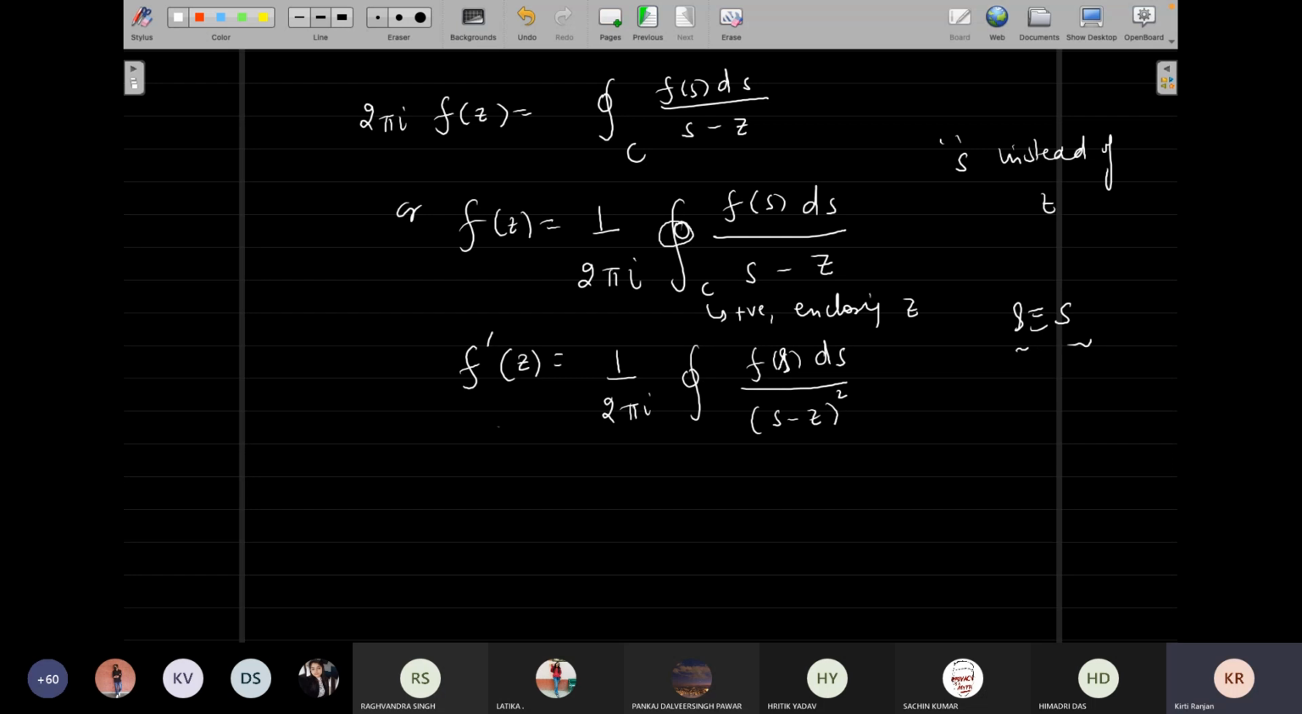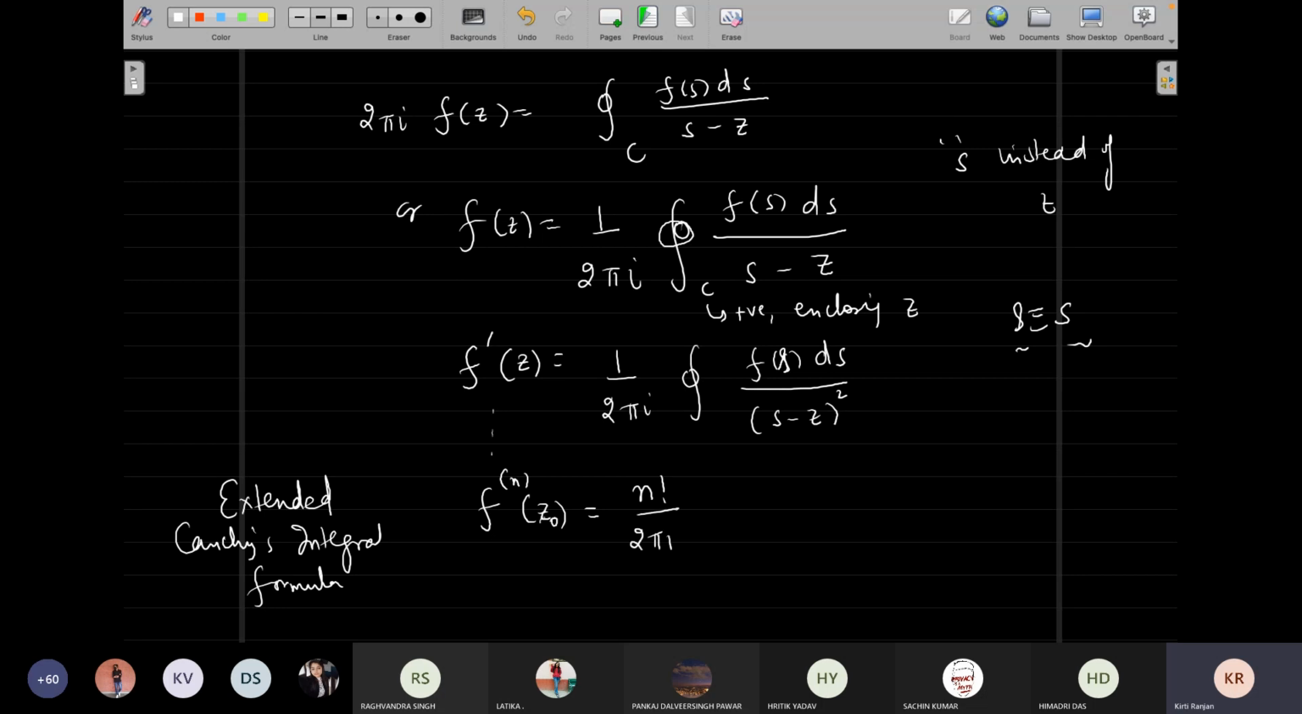Yeah, so this can be used to extend the power of Cauchy's integral formula, and this is what is considered as the extended Cauchy's integral formula, which I am going to write. Integral formula, which says that f^n at, let's say, point z naught, will be equal to n factorial over 2 pi i. You basically keep on differentiating, f(z) dz over (z minus z naught) to the power n plus 1.